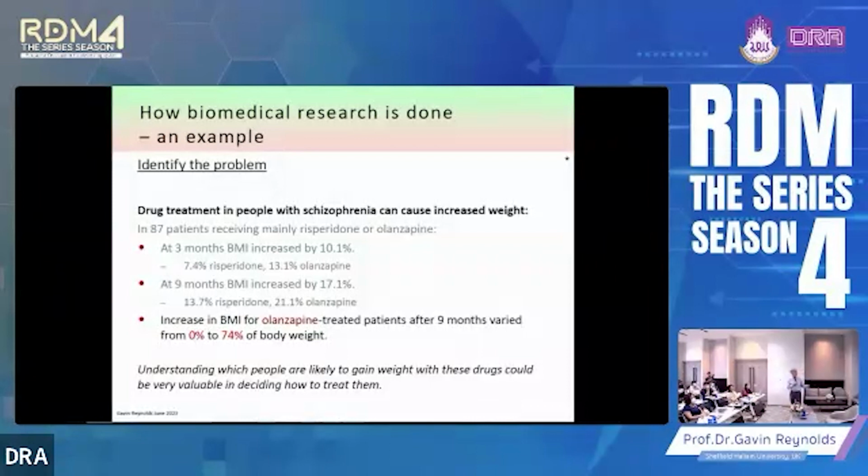This was from a study we did showing that at 3 months, the BMI increases by 10% on average if these patients are starting on a couple of these drugs, risperidone or olanzapine. At 9 months, the BMI on average for somebody on olanzapine goes up by 20%. So that's a lot. That's a big difference.